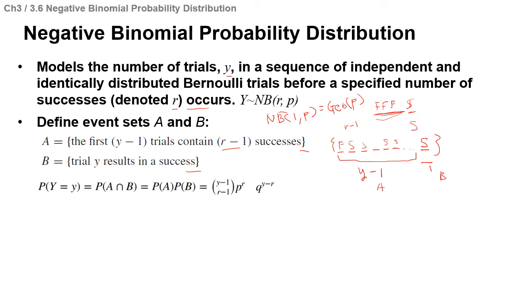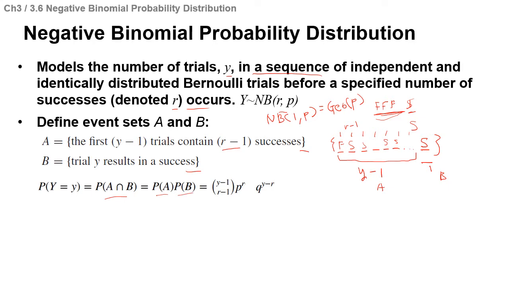And actually, to calculate the probability of Y equals y, it is the probability of the intersection of A and B. And since A and B are independent, because in a sequence of independent and identically distributed Bernoulli trials, each of these events are independent Bernoulli trials. So set A is from the first y minus 1 Bernoulli trials, and set B is from the last Bernoulli trial. So these two sets A and B are independent. So this is probability of A times probability of B.